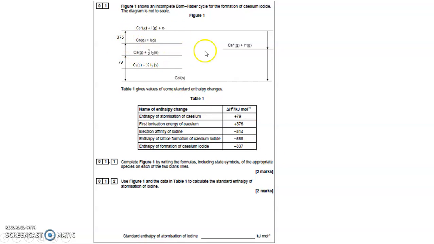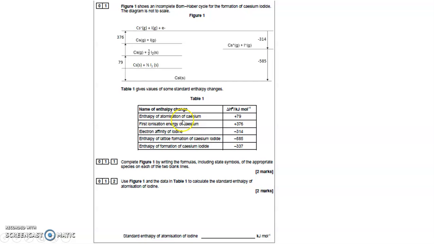Now while I'm at it, I'm going to put the enthalpy values of the other ones in. Electron affinity of iodine is when a gaseous iodine atom gains an electron, so that's this one here at minus 314. Enthalpy of lattice formation of cesium iodide is where you have the gaseous ions, each of the two ions rather, forming 1 mole of a solid ionic lattice, so that's this one here, minus 585.